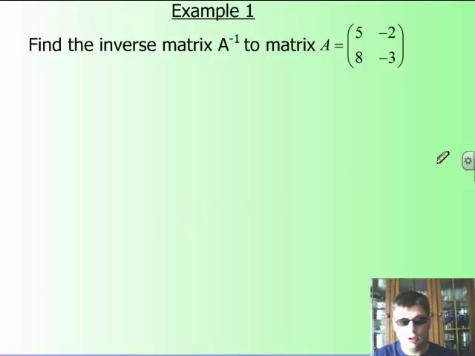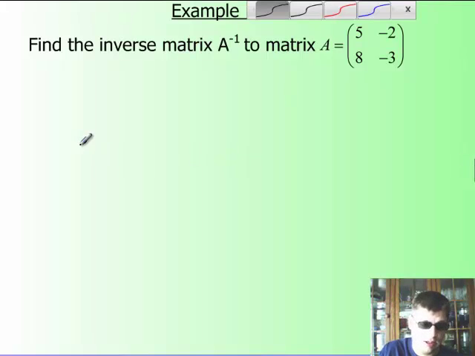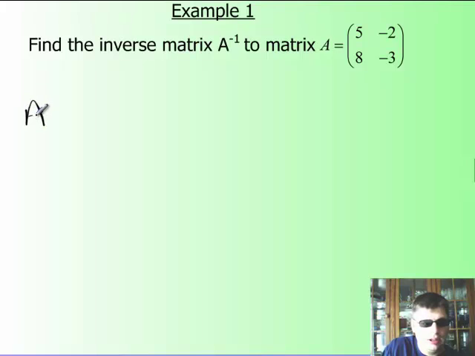Okay, so let's say I want to find the inverse of this matrix A. It's 5, negative 2, 8, negative 3. Not times, but it's a matrix. Okay, so the inverse of A is found by 1 over the determinant of A.